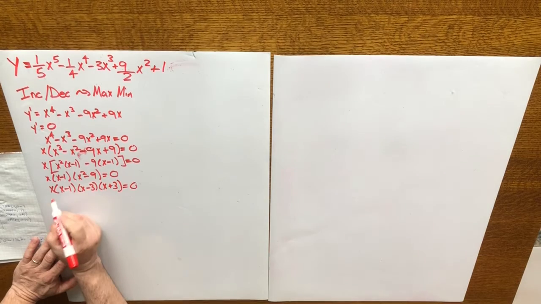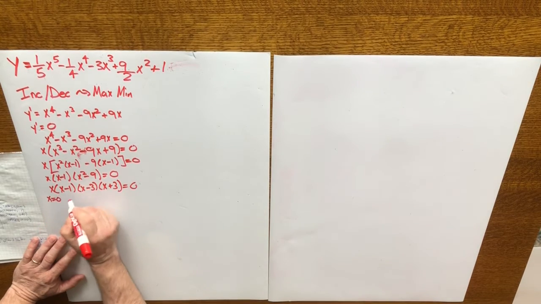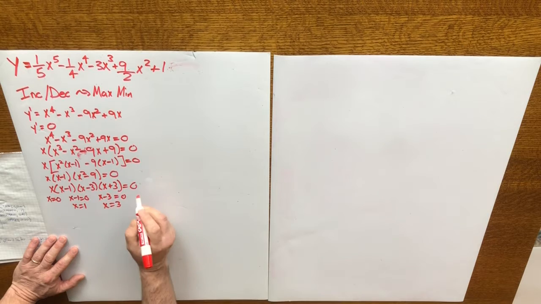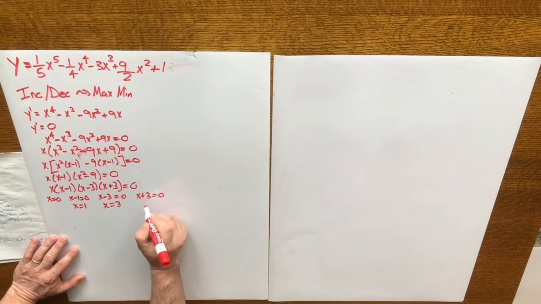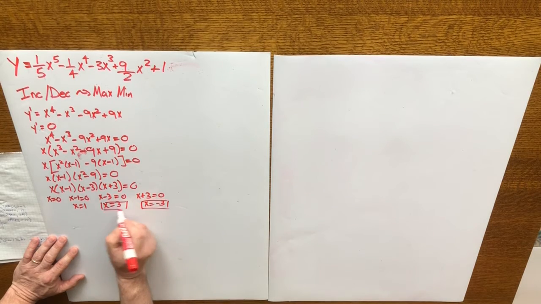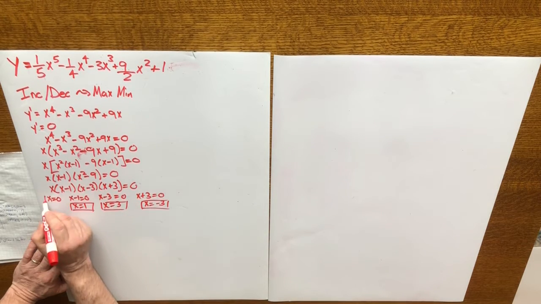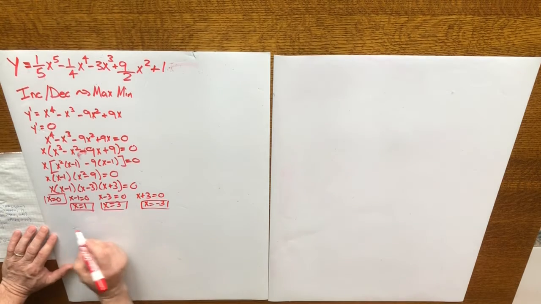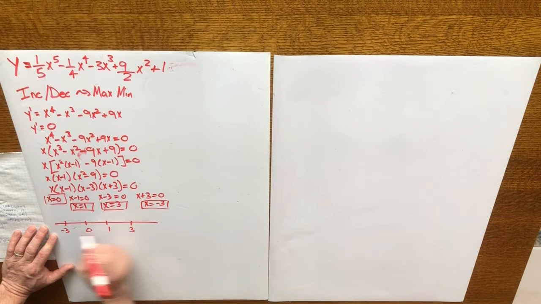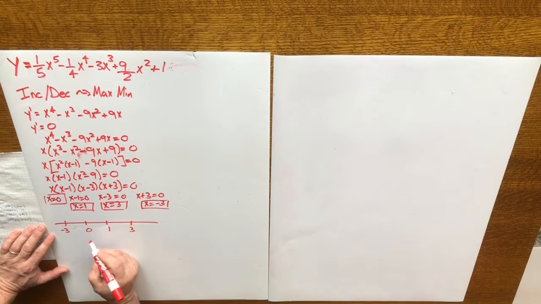So that creates 4 critical numbers. x equals 0, x equals 1, x equals 3, x equals minus 3. So those are 4 critical numbers. They could turn out potentially to be maximums and minimums. We're going to make our chart in order to determine which ones are which. So make a number line here with minus 3, 0, 1, and 3. That breaks up the graph so you can see how the numbers are laid out.